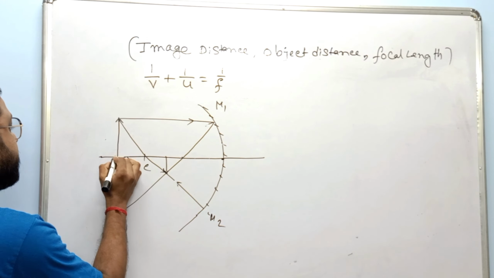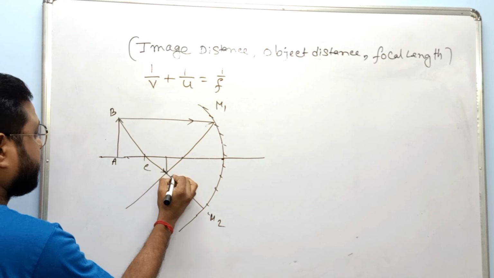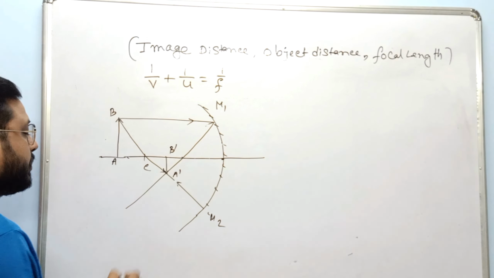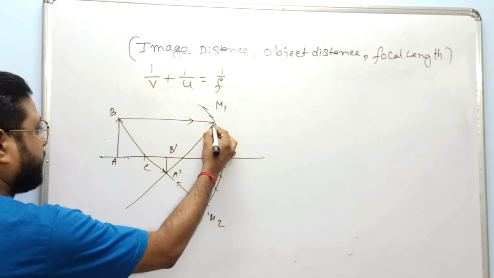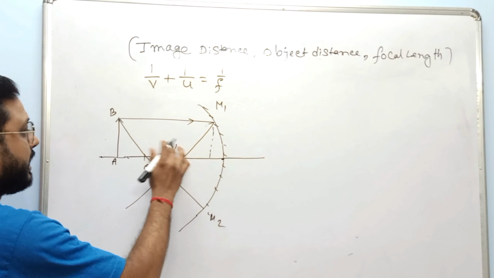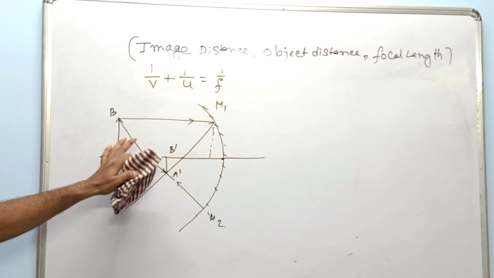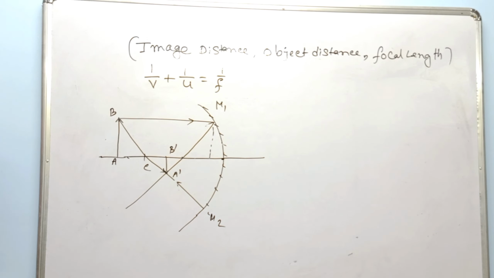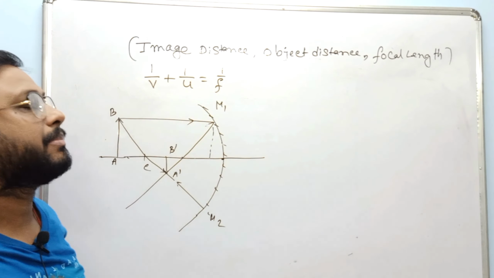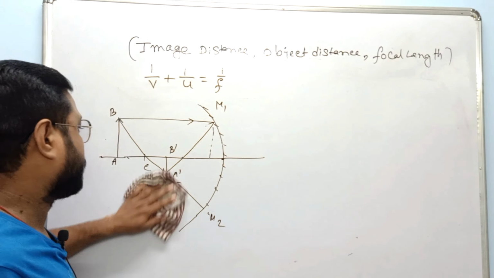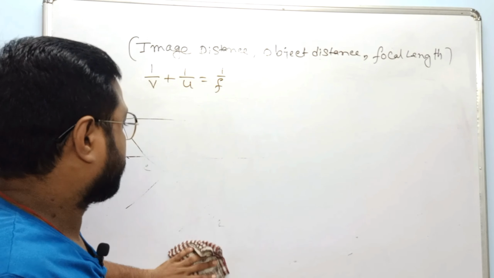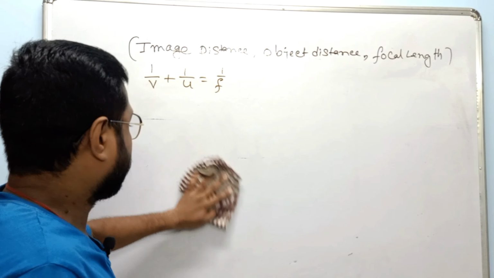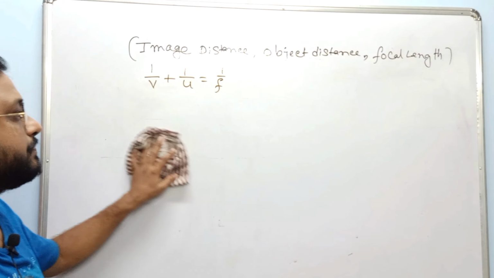Suppose this is the image AB, so here the image A dash B dash is formed, and we can take the two triangles, we can draw a perpendicular from this, and we can prove that the two triangles are congruent, and we can make the relation 1/v plus 1/u equal to 1/f. But today we will do some different method. Okay, so very short and easy but different method.